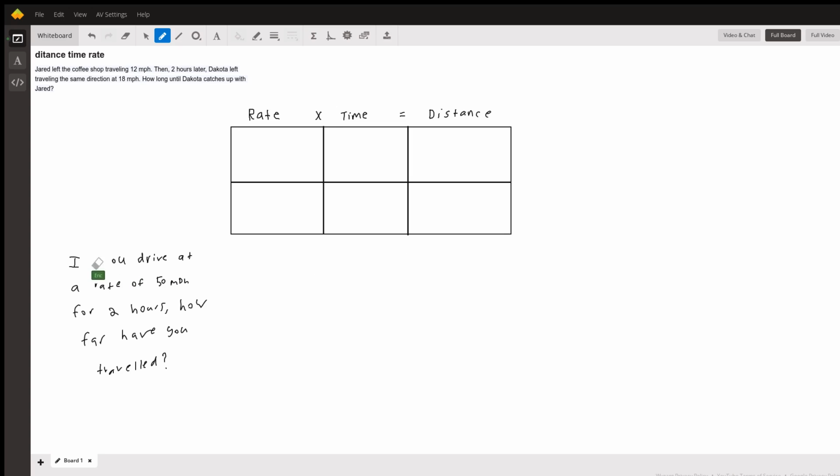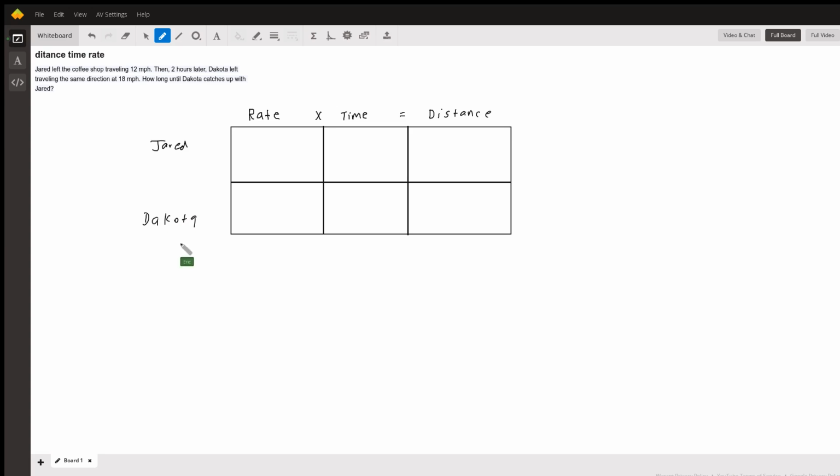But not too bad, because we're going to set up a table to help ourselves. So let me just erase this quickly. Okay, so rate times time equals distance. We're going to put Jared on the left, and then we're going to put Dakota also on the left, but below Jared. It doesn't matter which one comes first. Jared left the coffee shop traveling 12 miles per hour. So our rate for Jared is 12.